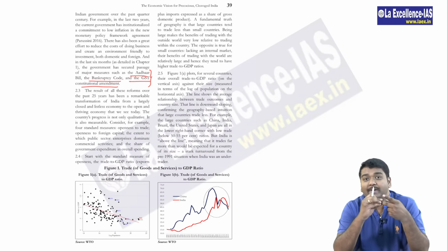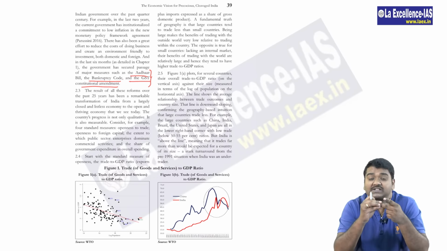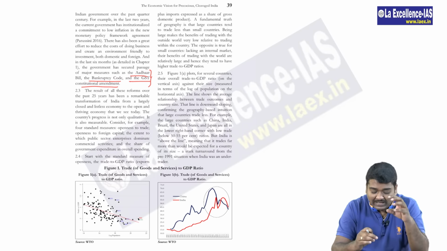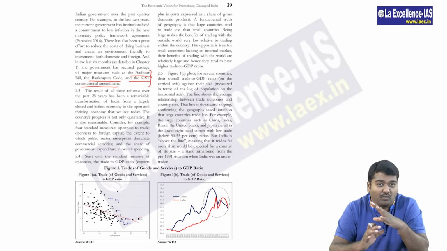Then you have to look at the bankruptcy code, which is considered to be one important measure to reduce NPAs as much as possible. Then we have to look at the GST, which helps in increasing the GDP and creating one economic nation, right? So these points are important. Please try to see them carefully once.